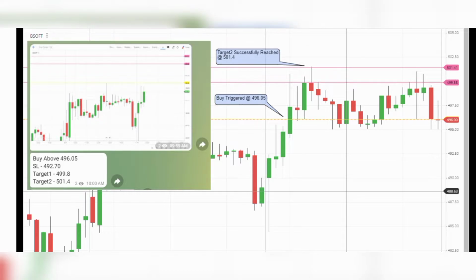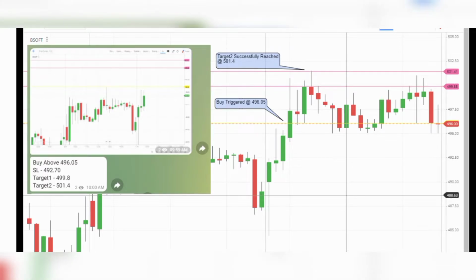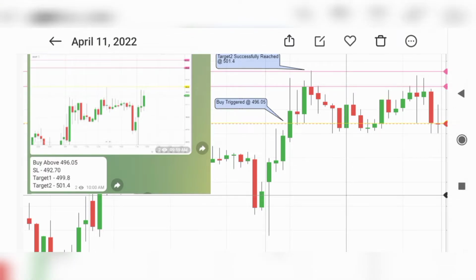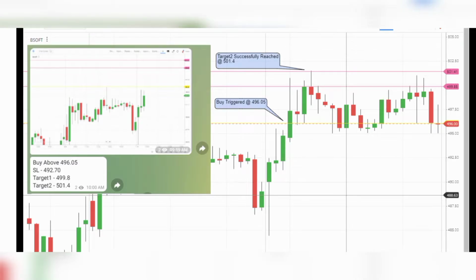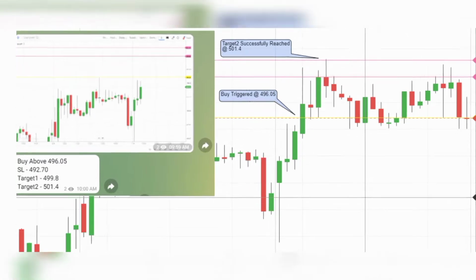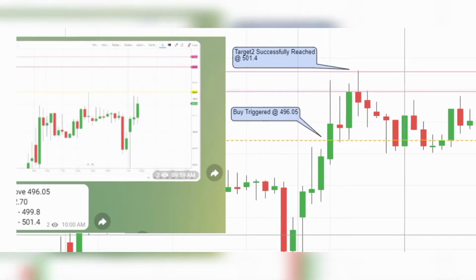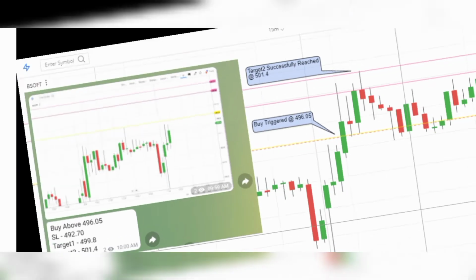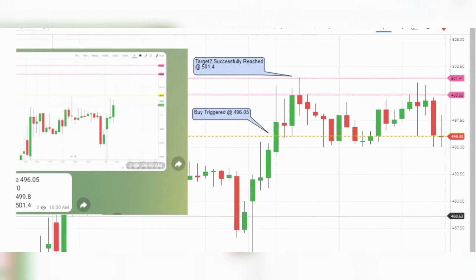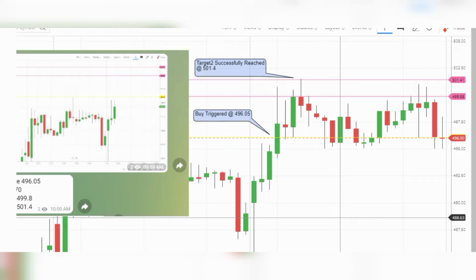So this is the screenshot which I took after this trade. When you see here, this is the Telegram channel where I posted at 9:59 a.m. and 10 a.m. with the levels as buy above 496.05. See here, this yellow line which I marked is 496.05. You can verify in your app.